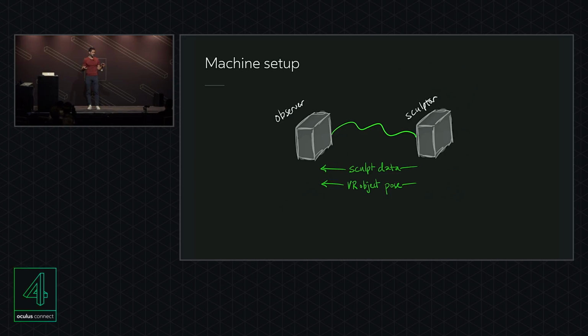For mixed reality, we have a couple extra network packets just to send the VR object state over, so the observer machine knows where the camera is. But otherwise, it's been really helpful that we've been able to piggyback off our standard multiplayer tech to do this.